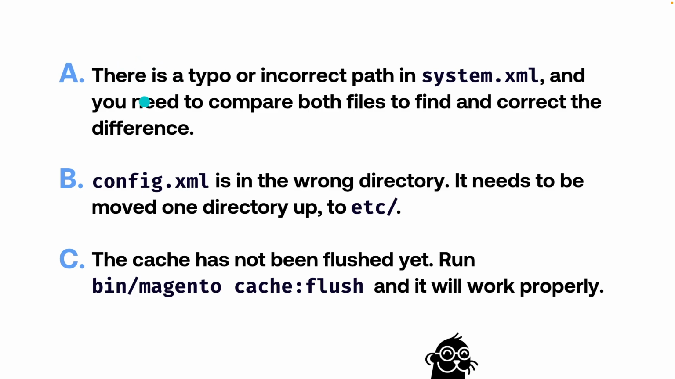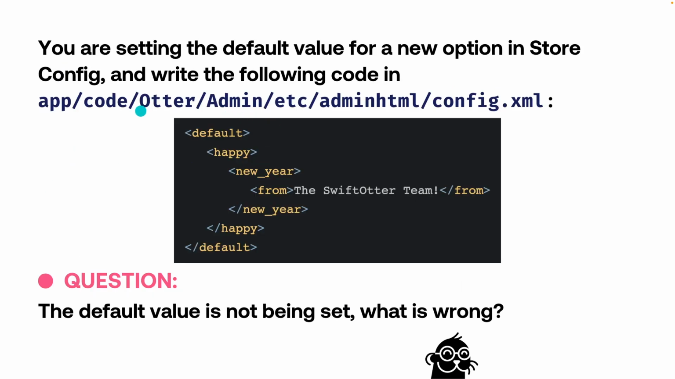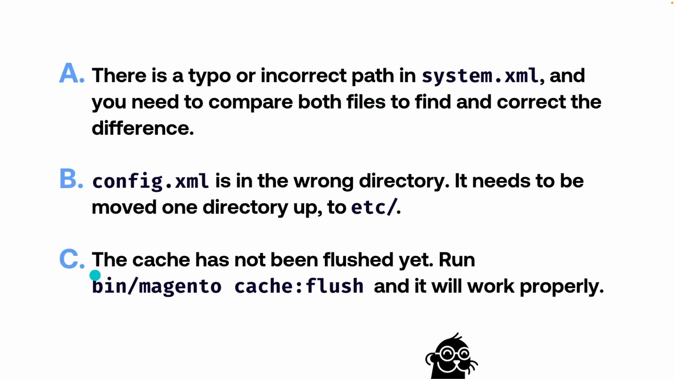That's very possible. So let's keep that in the back of our mind. Config.xml is in the wrong directory. It needs to be moved up one directory to etc. So it says this is Otter admin etc adminhtml config.xml. So that is saying that there is a problem with this path right here. The cache has not been flushed yet. Run bin/magento cache:flush, and it will work properly. Now, this is a tricky one because we could probably argue that all three of these here are correct in one way or another. So let's just start working through this and see which one is the correct answer.